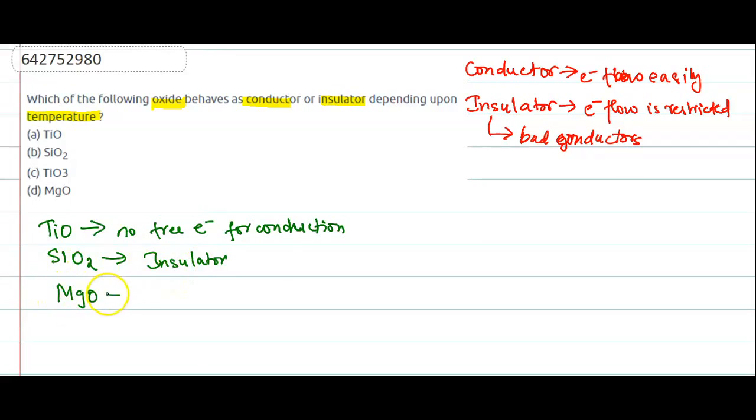Next one is magnesium oxide. Magnesium oxide is an ionic crystal solid which acts as an insulator. It only conducts electricity in molten form. So again, magnesium oxide is not an example of a good conductor when it is in solid form.